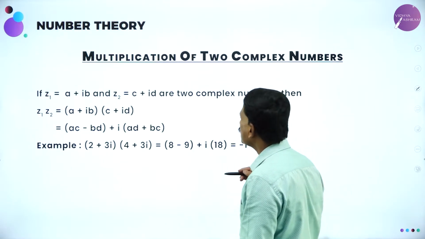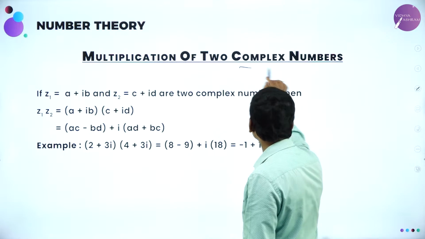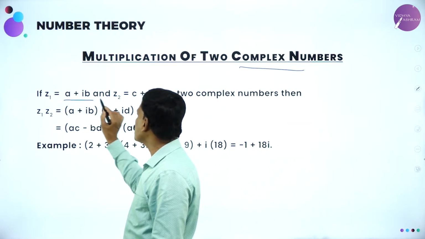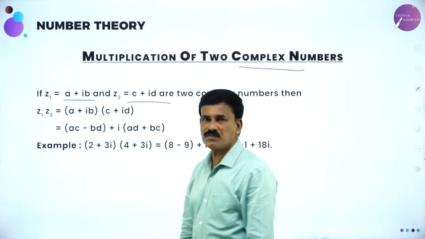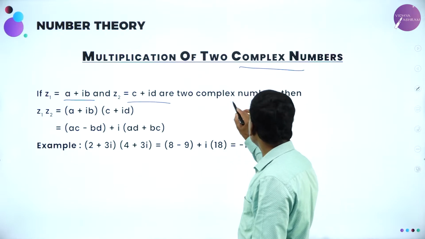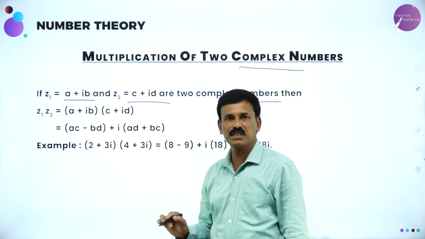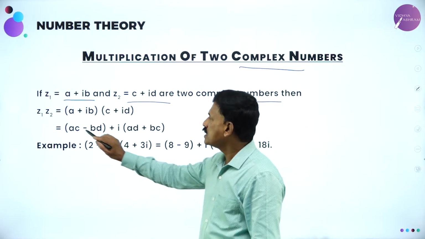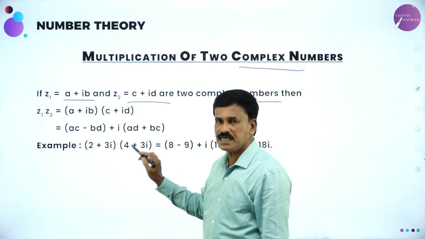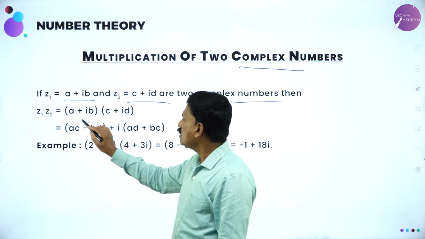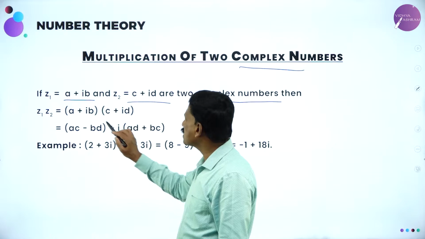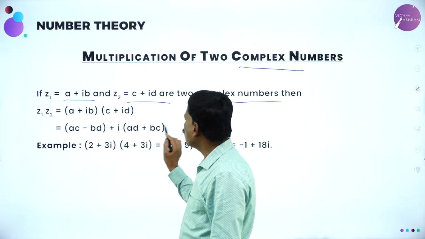Okay. Now let us take the multiplication of two complex numbers. Same as usual, let us consider the two complex numbers z1 and z2, where z1 is equal to a plus ib and z2 is equal to c plus id. Then the multiplication of these two complex numbers, z1 into z2, is equal to (a plus ib) into (c plus id). Just ordinary multiplication. Multiply this: ac minus bd plus i into (ad plus bc).